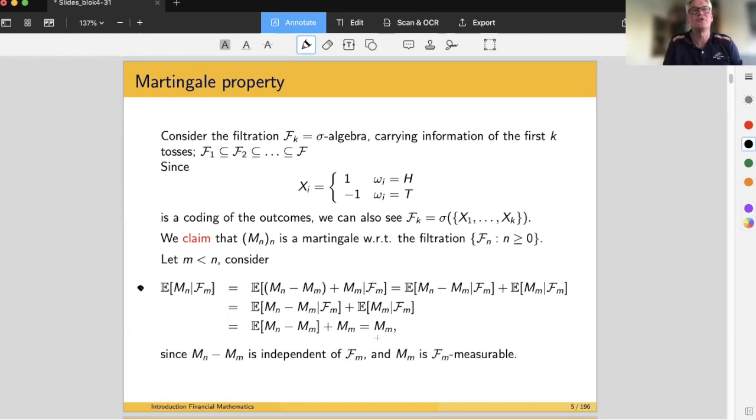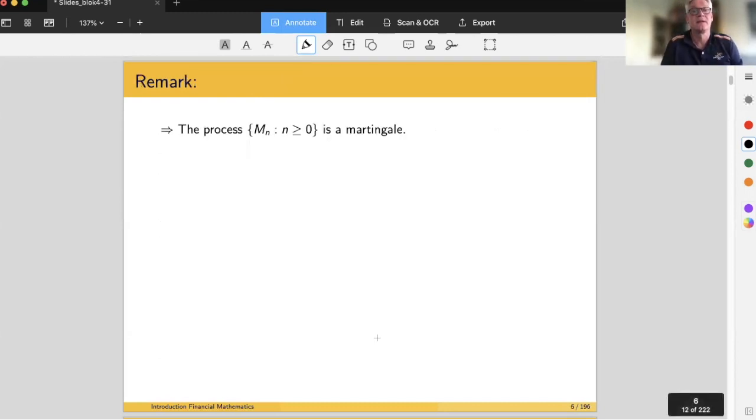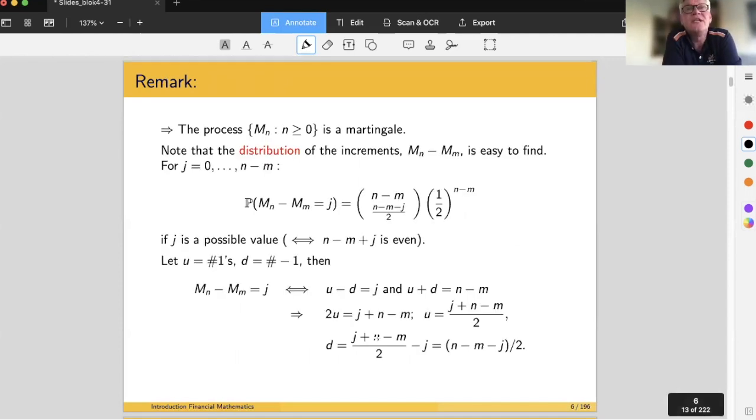We can also determine the distribution of the Mn's. You have seen this, but we will repeat it here in a remark. The distribution of the increments is easy to find. First of all, the distribution is discrete. So I have done here n minus m steps. Now I've reached level j. So what is the probability that Mn minus Mm is equal to j? What is the probability that I have reached level j?